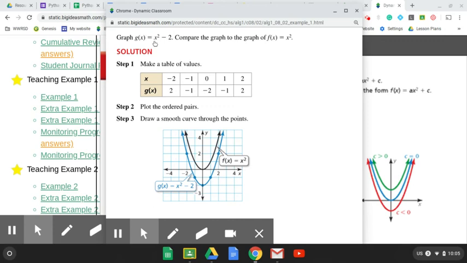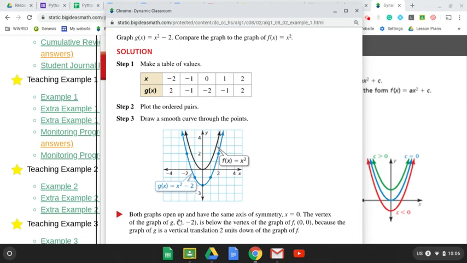Now there is no a value in front of this x squared, so the shape of the parabola didn't change. There's no stretch, there's no shrink, and there's no reflection. Both the parabolas are pointing up. But look at where the vertex was in the parent function. Look at where it is now. It moved down. So that means that both graphs open up. They have the same axis of symmetry. The vertex is now at 0, negative 2, which means that this is a vertical translation of 2 units down of the graph of f.